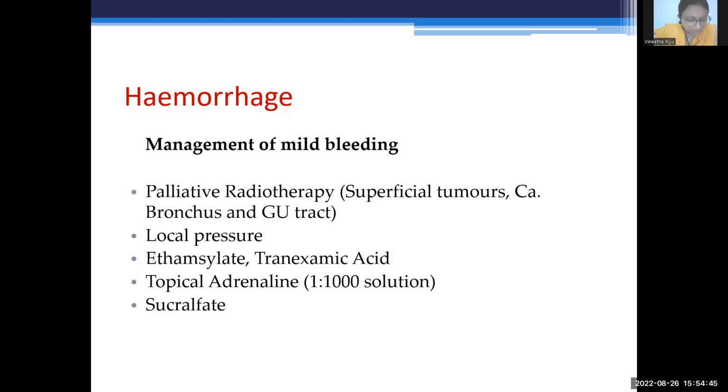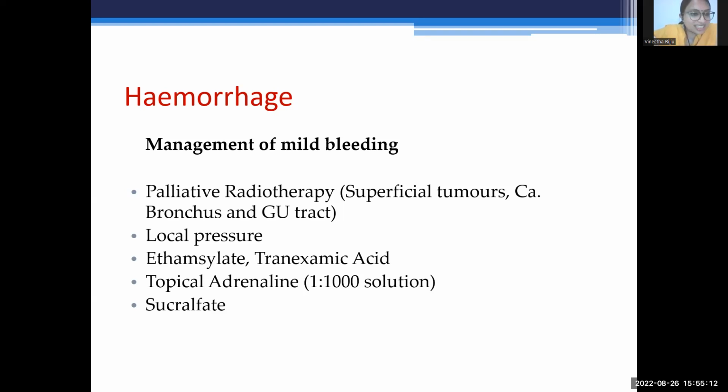Ethamsylate or tranexamic acid? Yes, tablets, injections. Okay, Dr. Mohammed says tablets and injections. Dr. Kanika says intravenous. Yes. Any other routes? Tranexamic acid, 1 gram IV in 100 ml NS.